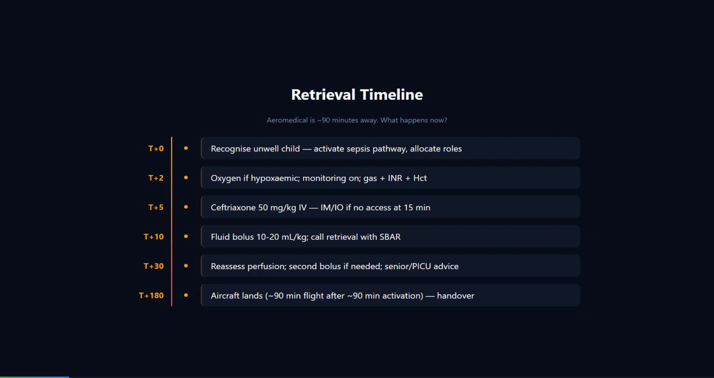Notice the elements: age, diagnosis, physiology, etiology, treatment given, and a specific request. That is an SBAR handover, situation, background, assessment, recommendation, and you have just shown the examiner the teamwork domain without being asked. There is a hard truth in that call.